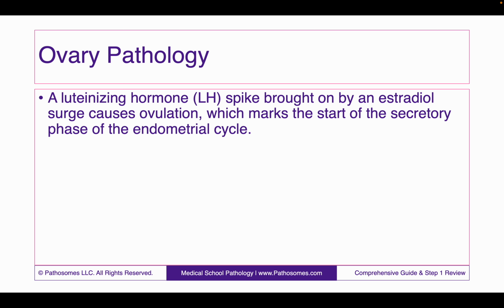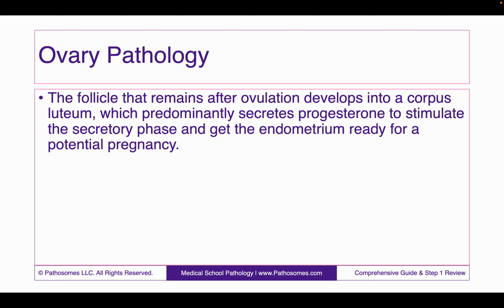A luteinizing hormone spike brought on by estradiol surge causes ovulation, which marks the start of the secretory phase of the endometrial cycle. And histologically, what will that look like? Those winding, sort of bending, flexible regions, right? You remember that. The follicle that remains after ovulation develops into a corpus luteum, which predominantly secretes progesterone to stimulate the secretory phase and get the endometrium ready for a potential pregnancy.